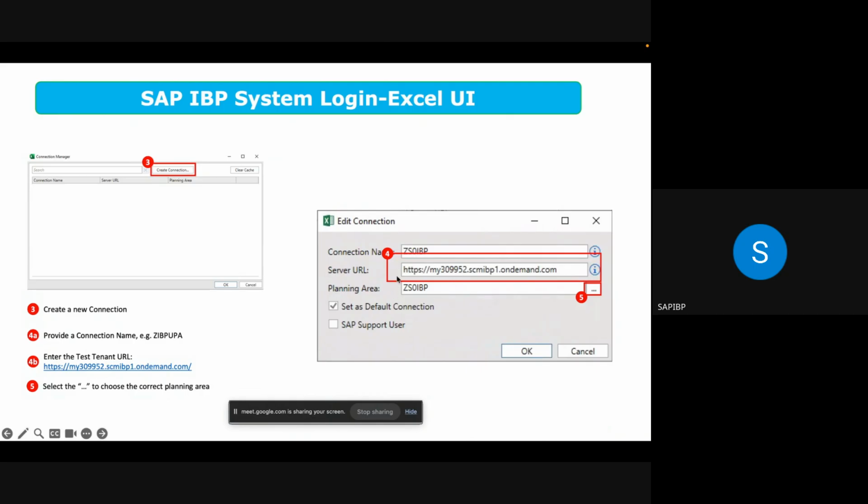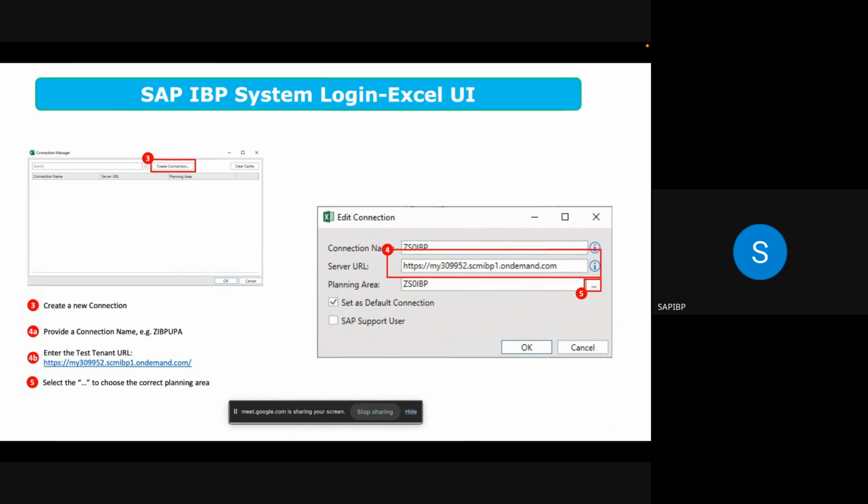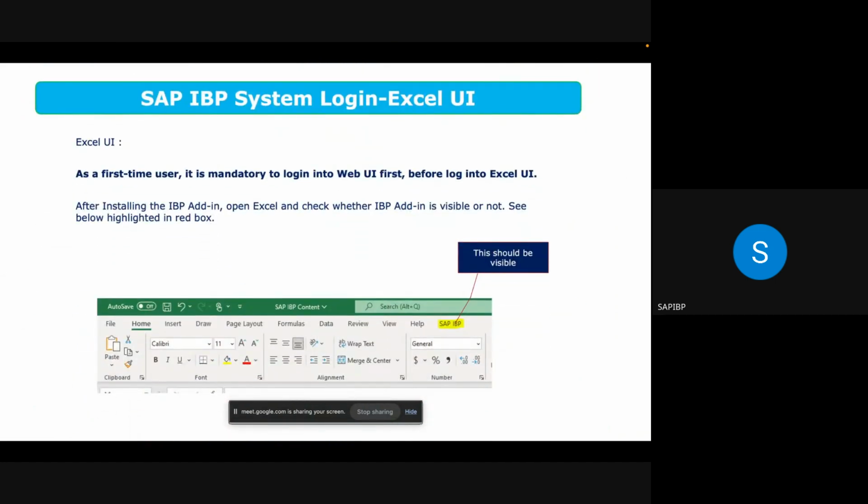So a planning model is nothing but a structure where you keep your transactional data and the master data. In order to access your IBP via Excel, you should have a planning model ready with you. Via that, you are able to access it. So now let us understand what a planning model is.